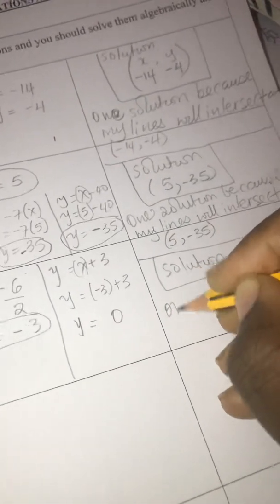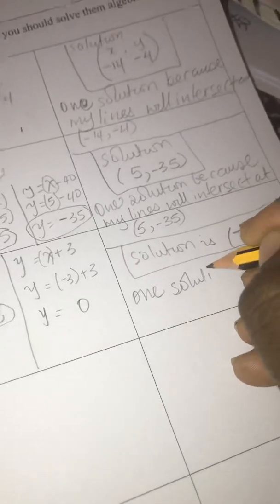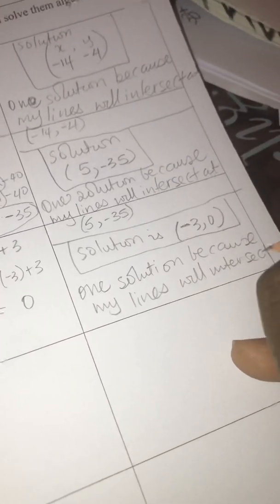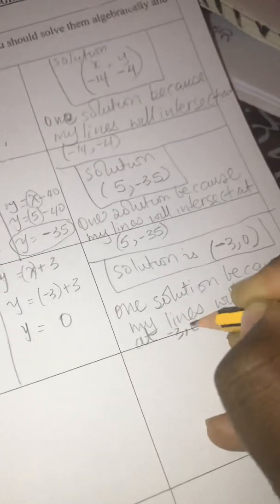So I have one solution because my lines will intersect at negative 3 comma 0, just like that.